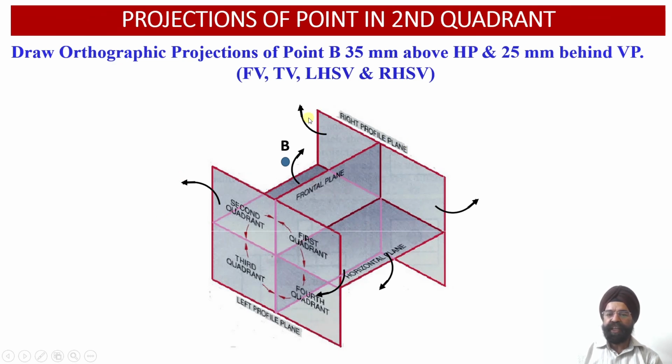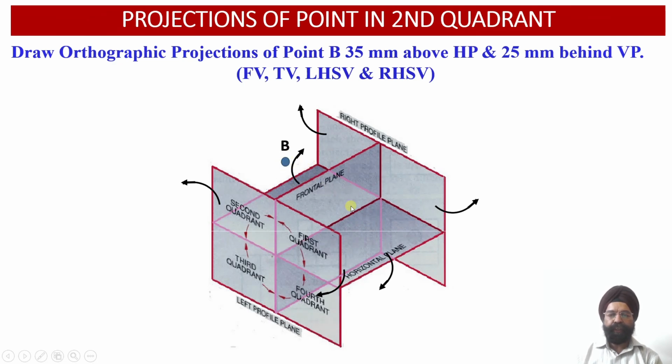And again, this portion of the right side profile plane which is available behind the vertical plane will be rotated about this hinge towards the right hand side direction. So now we can check what is going to happen after the rotation.